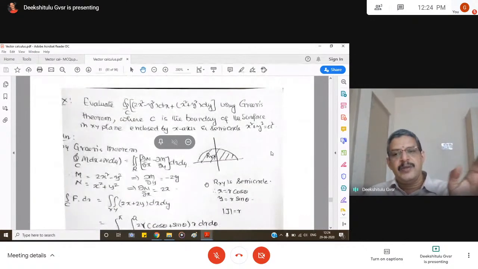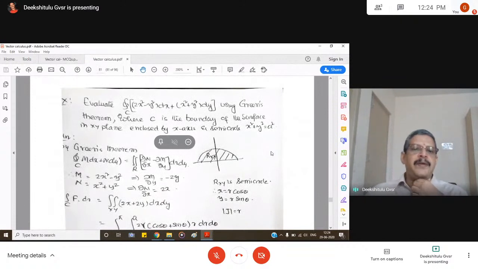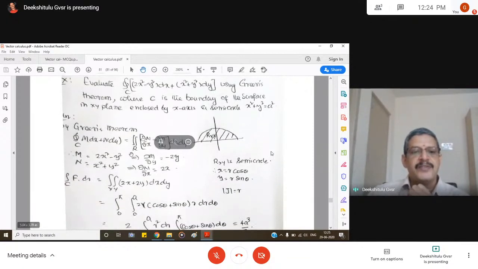So you need not do anything. The integral itself is 0. Next, evaluate the integral over closed C of 2x square minus y square dx plus x square plus y square dy using Green's theorem, and so on. Here the integral over C of M dx plus N dy is equal to the double integral over R of dou N by dou x minus dou M by dou y dx dy. This is Green's theorem. M is 2x square minus y square. When M dx plus N dy is given, f dot dr, that means f is M i plus N j.